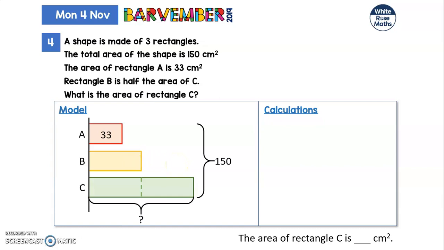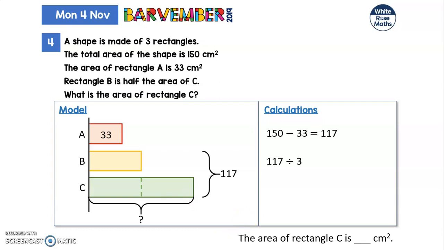So what I'm going to do here is work out what the total for B and C have to be by subtracting what A is from the total. So 150 subtract 33 gives me 117. And then I know that these add to 117, and I know that what I've got is 3 equal sections. And so I can divide 117 by 3.